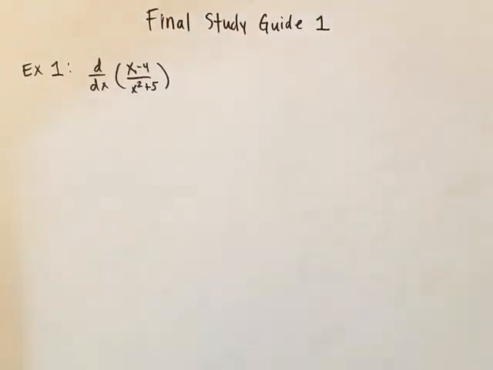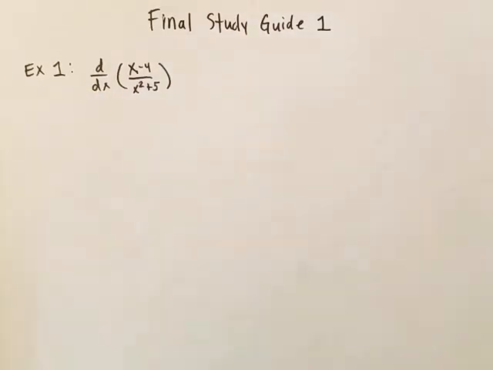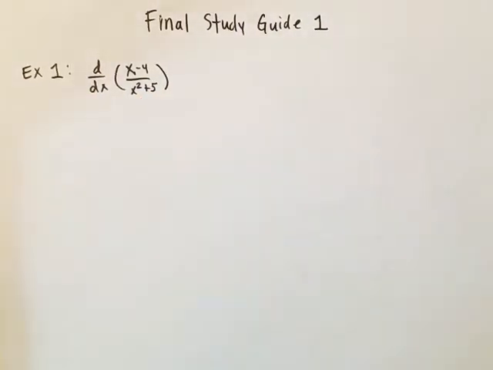Okay, so here's the start of our final review. So review for our final, we're going to build our study guide. This is day one of it. We're going to go back into our time machine and talk about what this d/dx means and how we solve this problem.